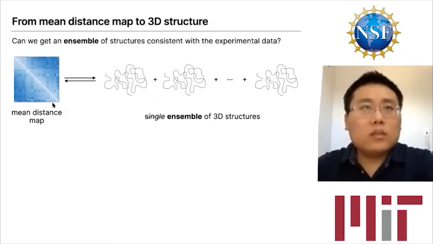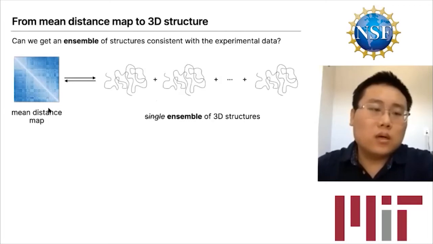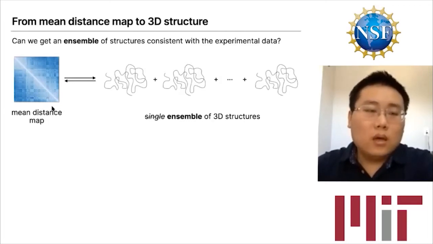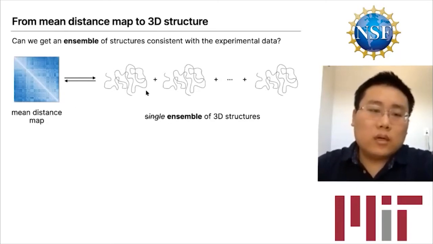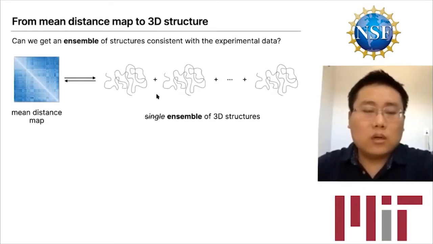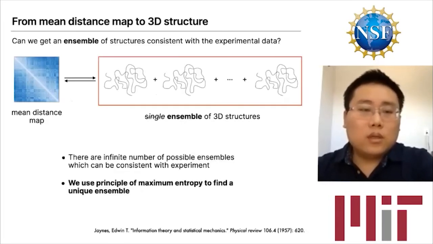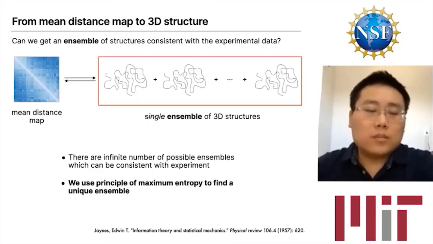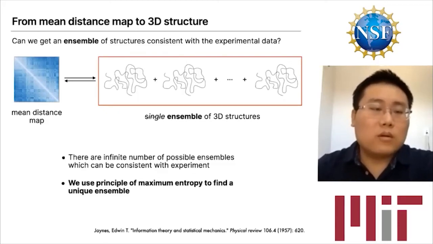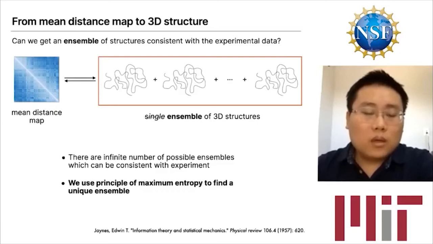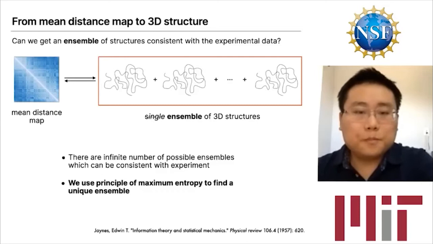The starting point here is our inferred mean distance matrix calculated from the Hi-C data. And we should generate an ensemble of structures which in turn can give back our inferred distance matrix, right? So in principle, there are an infinite number of possible ensembles which can be consistent with our target. Here, we use the principle of maximum entropy to find the unique ensemble.